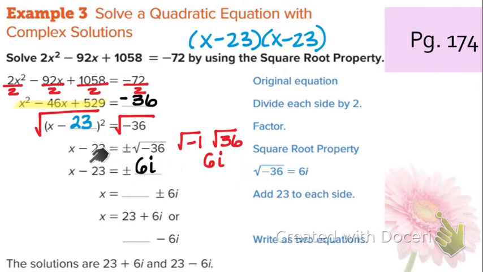The last step, because you have to solve for x, and because that's a negative 23, you're going to add the 23 to the opposite side. So there's going to be a positive 23 here, and this is your final answer. You don't need to separate it into two answers. You can leave it as one statement, 23 plus and minus 6i. Or you can break it apart, that's optional, to 23 plus 6i or 23 minus 6i. Now, when it's imaginary, you cannot write it in decimal form.